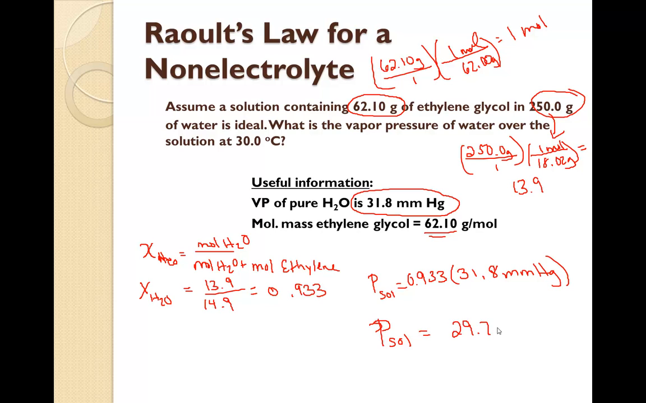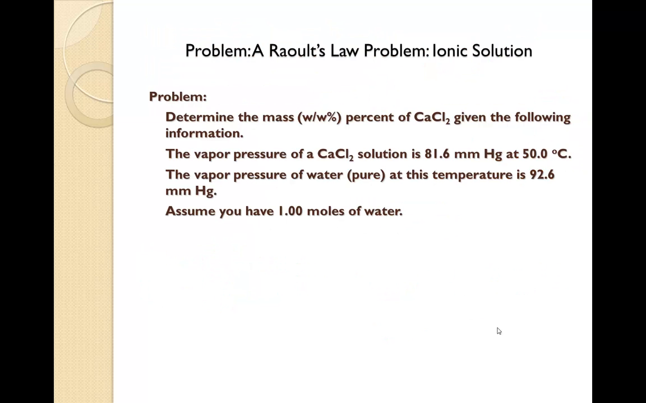Now that's a non-electrolyte. That means that the ethylene glycol stays as one group. It doesn't break up. It doesn't dissociate when it gets into water. So what happens when it does dissociate? That's an example here. Determine the mass, weight for weight percent of calcium chloride given the following information.